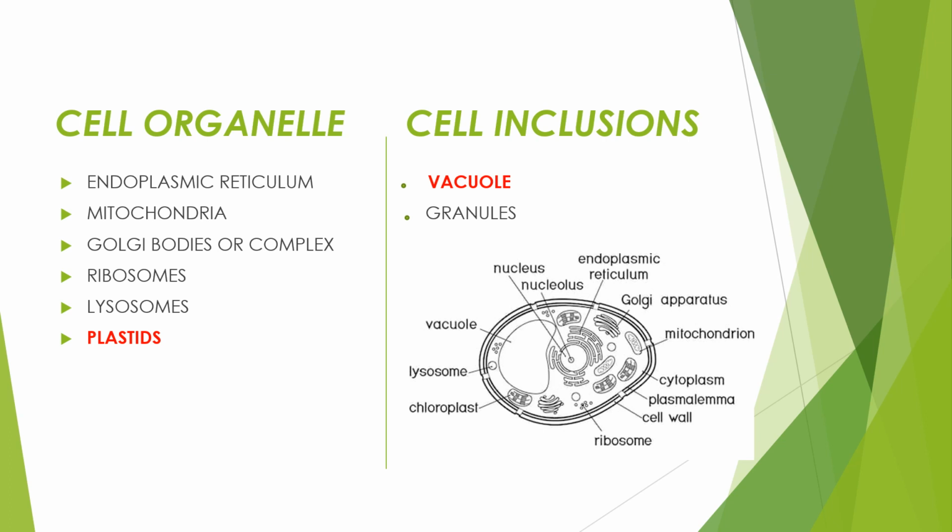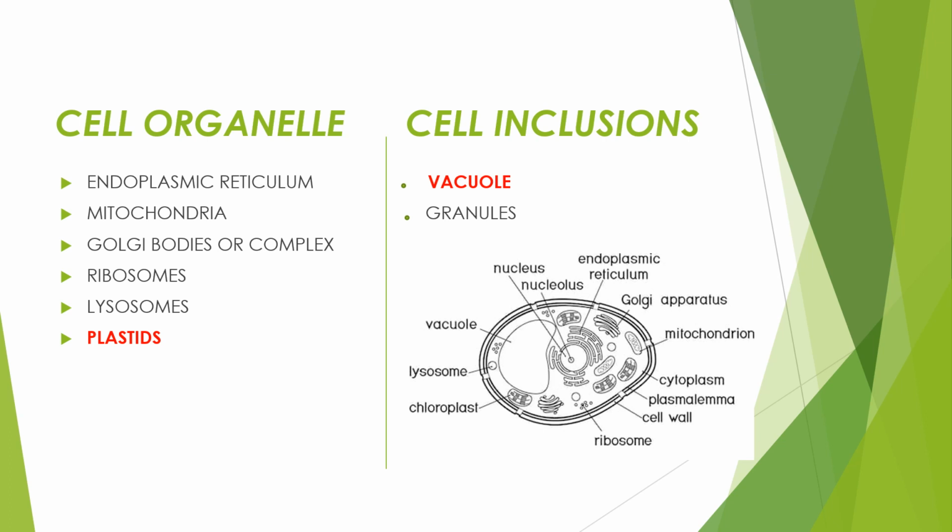But remember one thing, class 6 students: not all the cell organelles and inclusions are in your course. It is not given in your syllabus. So only plastids and vacuole we have to study. The rest of the cell organelles and inclusions you will study when you go to class 9. So in class 6, the only things you have to study are the plastid and the vacuole, which we are going to study in this video.